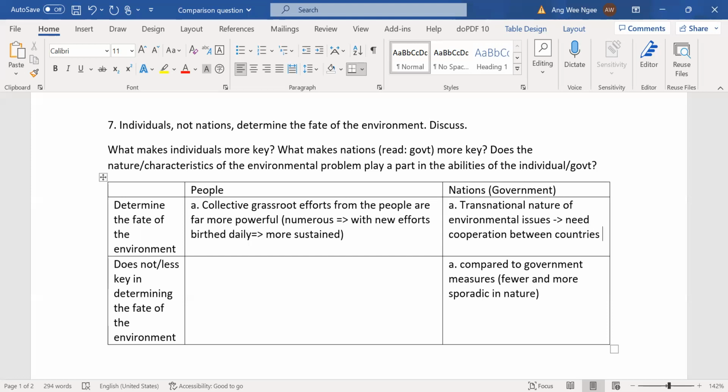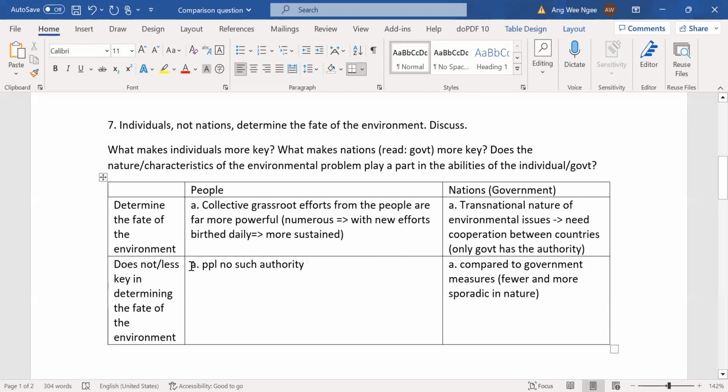Okay, and so in this case, only the government has the authority. People have no such authority. People really don't have that kind of political power to cooperate with other nations at the governmental level. So that is one idea that you can think about.